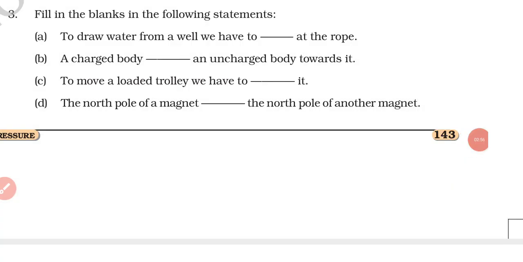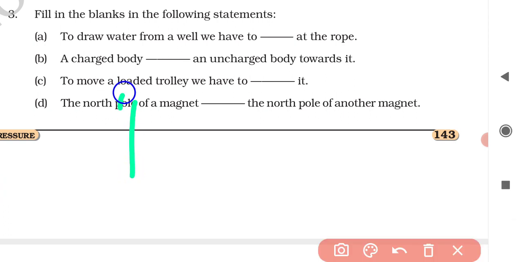Okay, question number 3, fill in the blanks in the following statements. First one, to draw water from a well, we have to dash at the rope. So to draw water from a well, we have to do what? We have to pull at the rope. So you have to write P-U-L-L, pull, on the first gap.